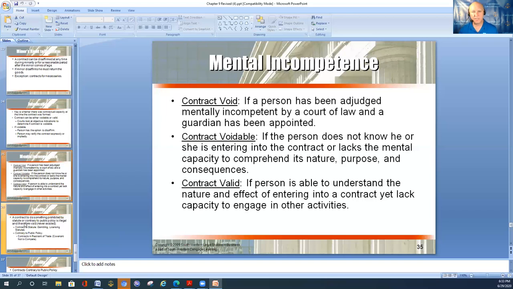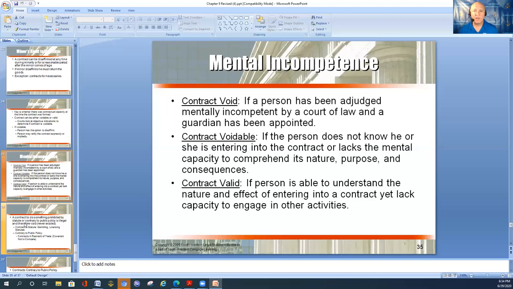If that's the case, that contract, and again, this is only for someone who's mentally incompetent but has not been declared mentally incompetent by a judge, if they don't understand the nature and consequences of that contract, it is voidable. What does that mean? It means that the mentally incompetent person or someone acting for them can get out of it. They can either enforce it if they want to, or they don't have to enforce it. They can back out and say, nope, I'm mentally incompetent. I don't have the ability to understand what this contract was about.